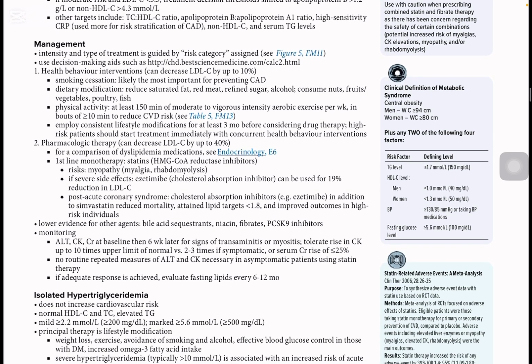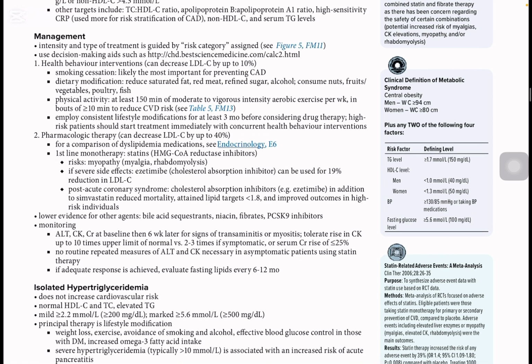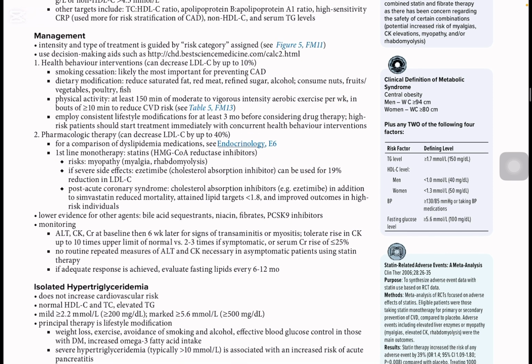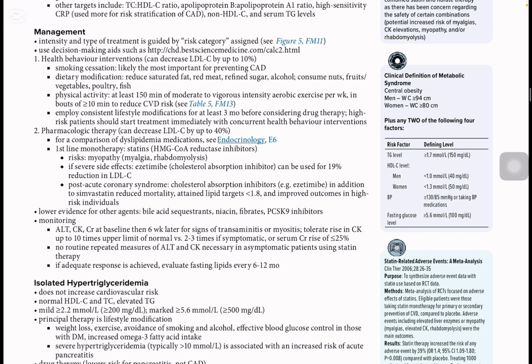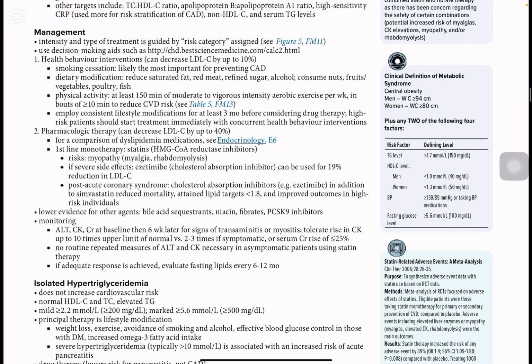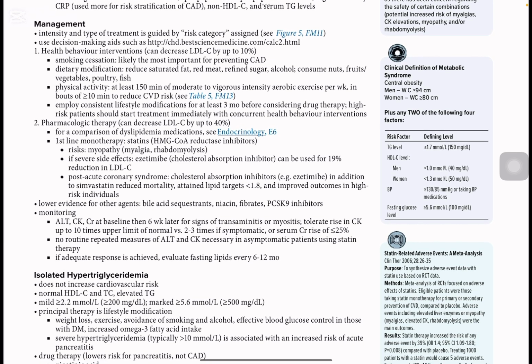Clinical definition of metabolic syndrome: central obesity, with waist circumference of more than 95 cm in men and more than 80 cm in women, plus any two of the following four factors. Which are the four factors? Triglyceride level more than 1.7, HDL-C in men less than 1 and in women less than 1.3, blood pressure of more than 130 by 85 or taking blood pressure medication, and fasting glucose of more than 5.6. So all those are similar risk factors. For metabolic syndrome, we consider waist circumference along with two of the following. Which two? It could be blood pressure, glucose, HDL, or triglyceride.